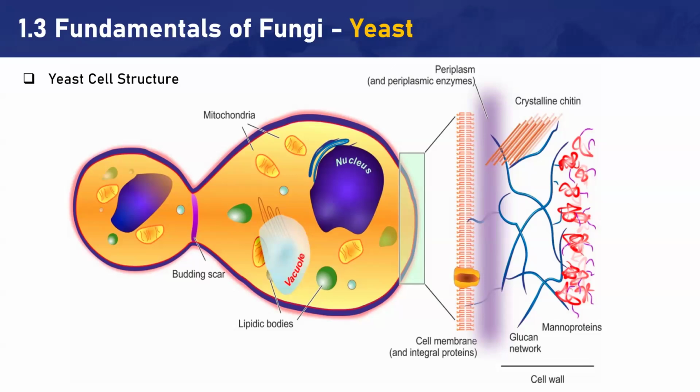And based on the cell wall components, we have to remember the difference between the cell walls of bacteria and yeast. In bacteria, peptidoglycan is important, but in yeast, it is beta-glucan. Actually, the components of the yeast cell wall also include chitin and some mannoproteins. However, the most important component of yeast is beta-glucan.